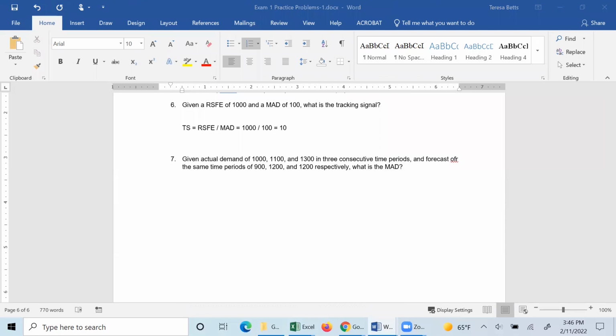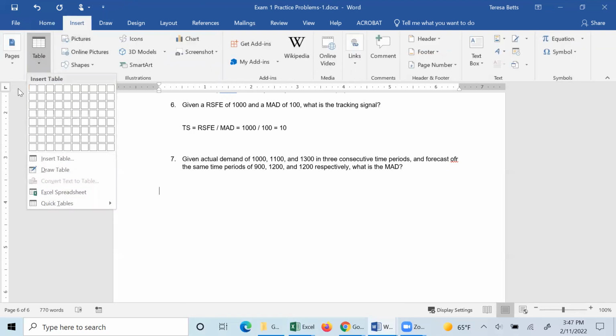Okay. And then given actual demand of 1,000, 1,100, and 1,300 in 3 consecutive time periods and forecasts for the same time periods of 900, 1,200, and 1,200, what is the MAD? Okay, so if our error is actual minus forecast, in fact, I might just do this in a table. It might be a little bit easier for you to see in a table. So I'm going to need the actual, I'm going to need the forecast, I'm going to need the error, and I'm going to need the absolute error.